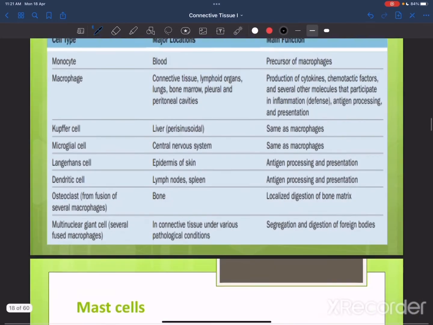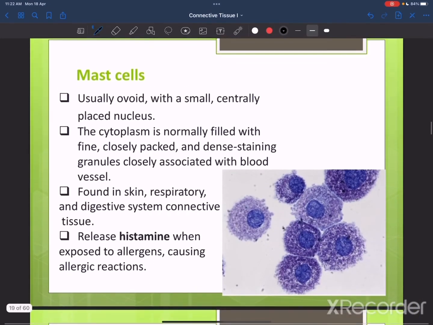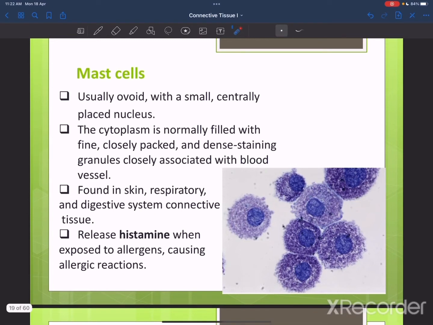Regarding the mast cell, again, it is another residential cell of the connective tissue, usually ovoid with a small centrally placed nucleus. The cytoplasm is normally filled with fine, closely packed granules. So these granules are dense, staining granules closely associated with blood vessels.